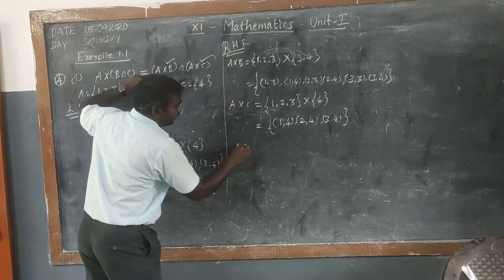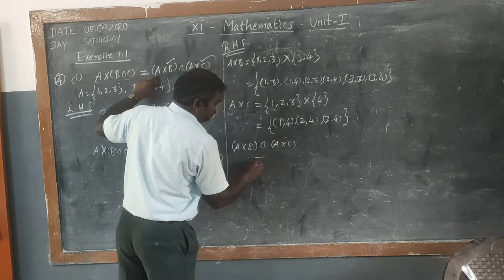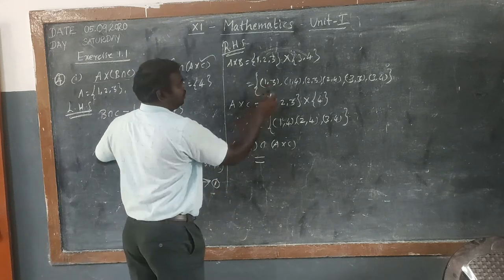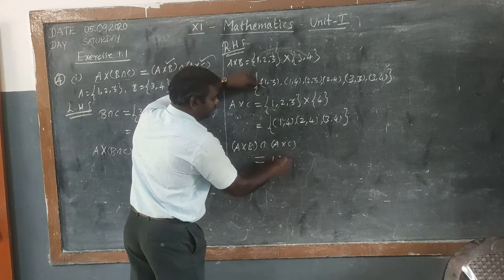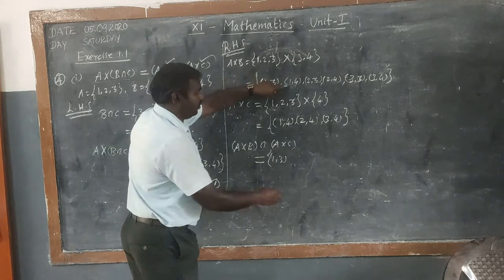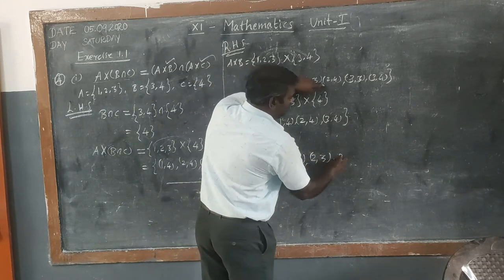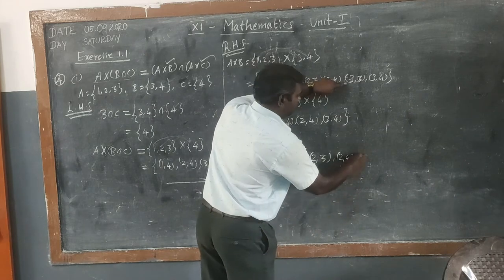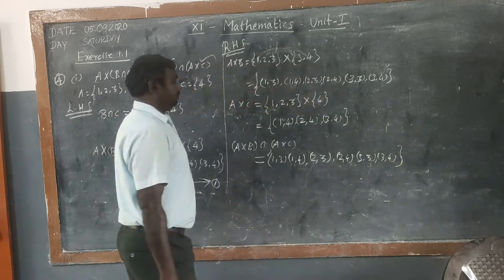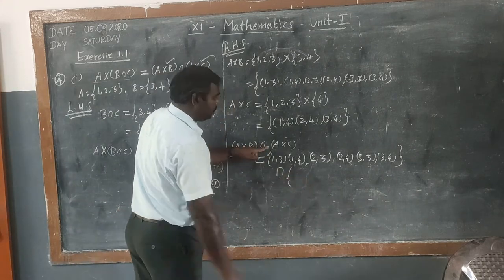So A product B intersection A product C equal to: this is A product B. What is A product B? 1 comma 3, next 1 comma 4, next 2 comma 3, 2 comma 4, 3 comma 3, 3 comma 4. Intersection. What is A product C?